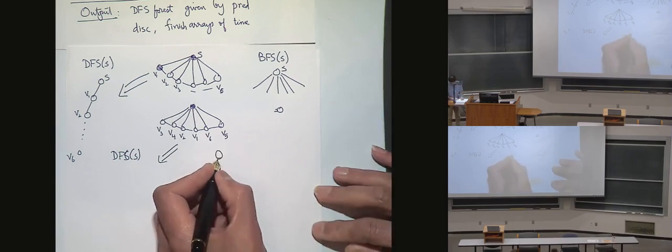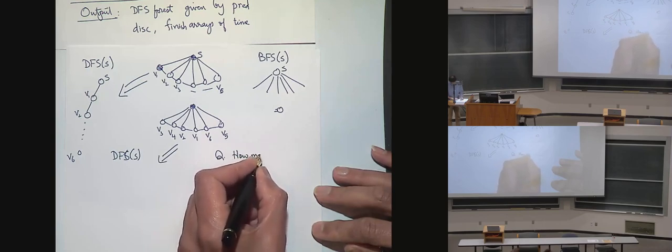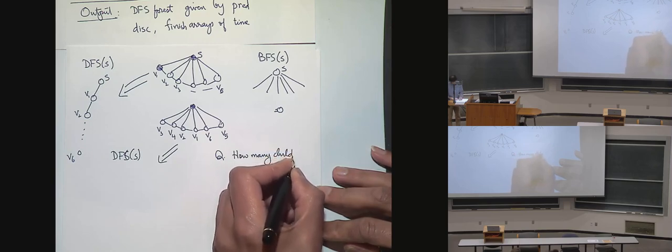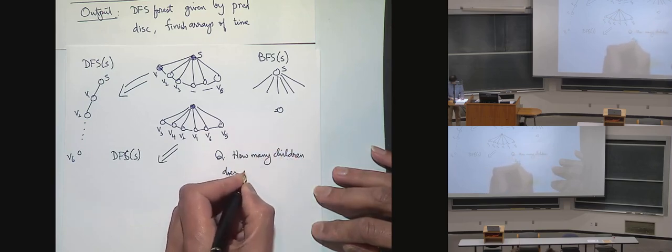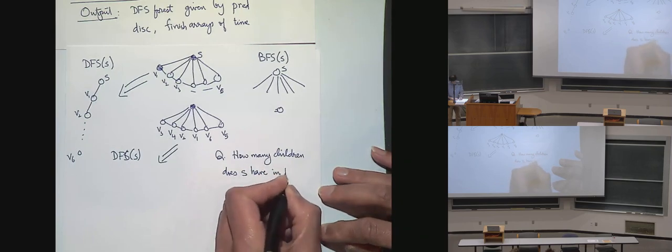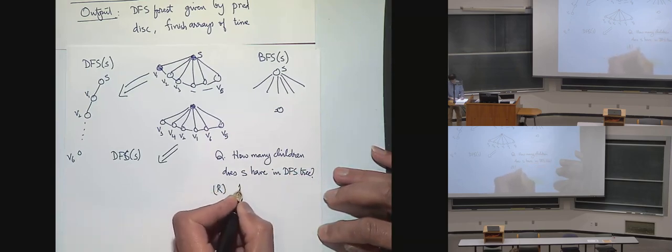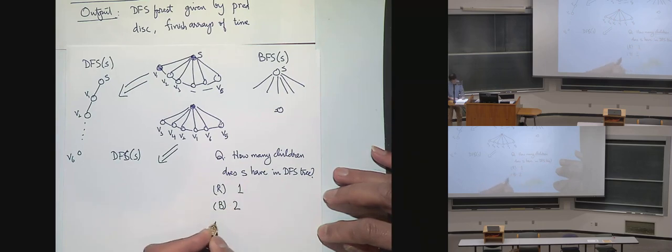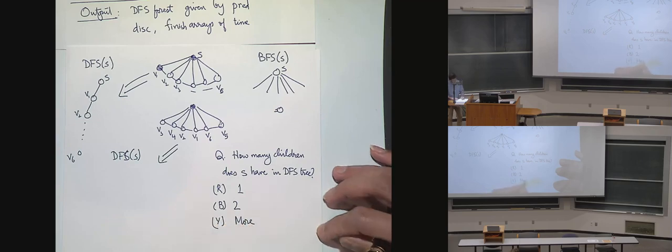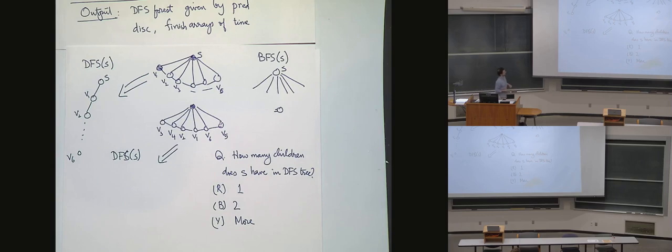And I'm going to ask you a question. How many children does S have in the DFS tree? Is it 1? Is it 2? Is it more? Okay, so I'll give you a couple minutes to answer this question. How many children does S have in the DFS tree? This is a very good question. I want you to pay attention to these examples, and I think a lot of the stuff I'm going to say later on is going to become very easy once you understand that.